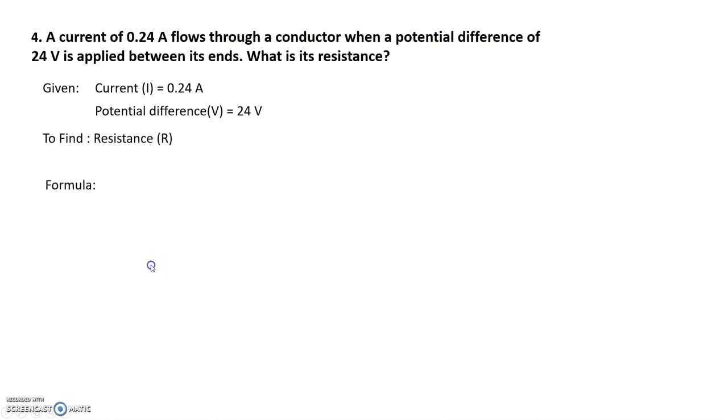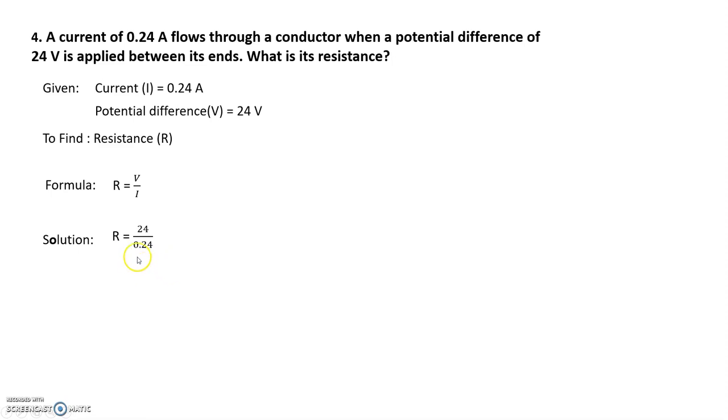So what's the formula? R is equal to V upon I, yes, according to Ohm's law. So let's begin the sum. So we'll substitute the values, 24 upon 0.24. So now how do we reduce? So now we have a decimal point in the denominator. Let us remove this decimal point from the denominator.